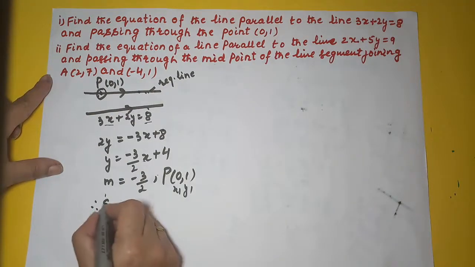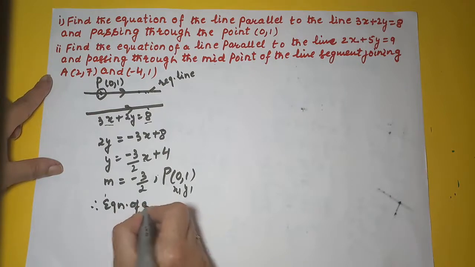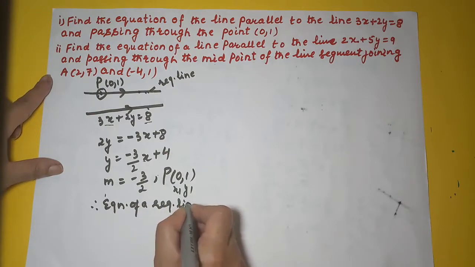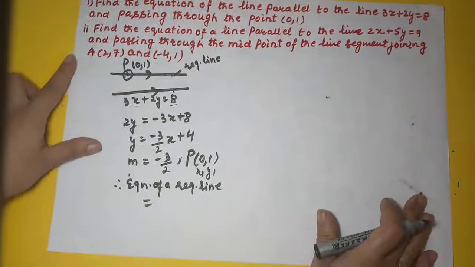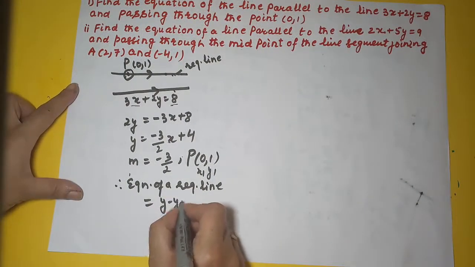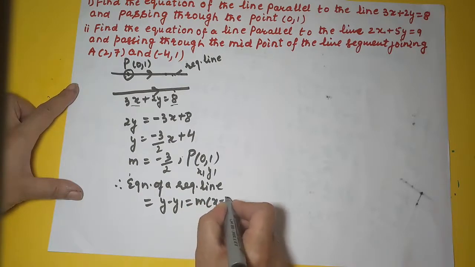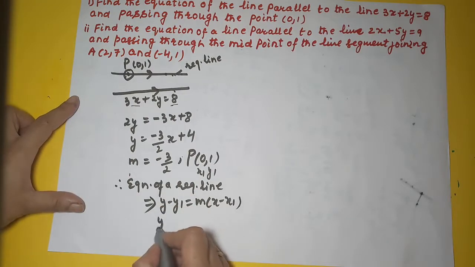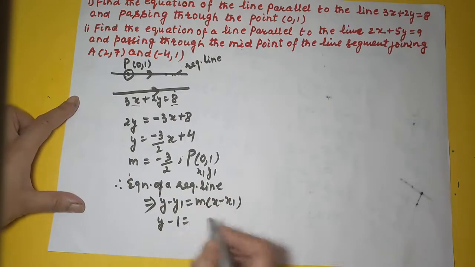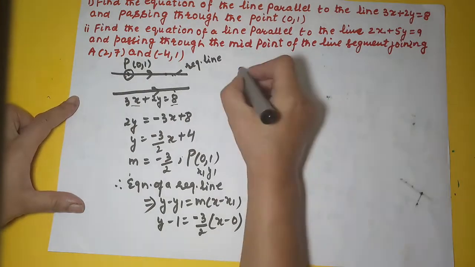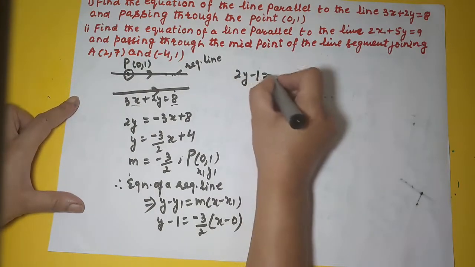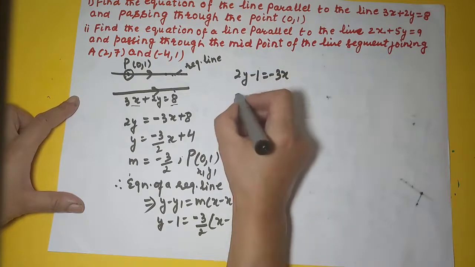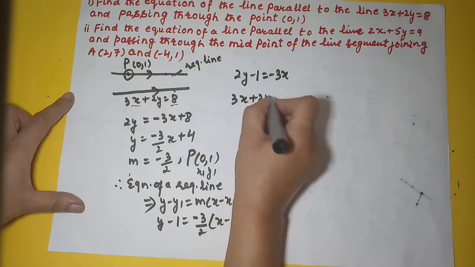So therefore, the equation of the required line is y minus y1 equal to m times x minus x1. This is the formula of the point slope form, right? So y, what is my y1? 1. What is my m? I have just now calculated minus 3 by 2, x minus 0. So let me cross multiply. This becomes 2y minus 2 equal to minus 3x. Shift this 3x to this side. You will get 3x plus 2y minus 1.